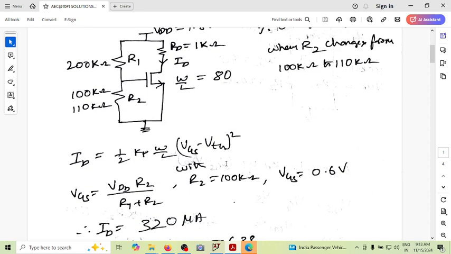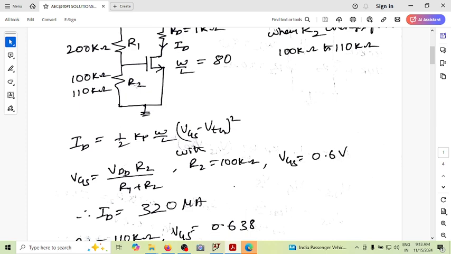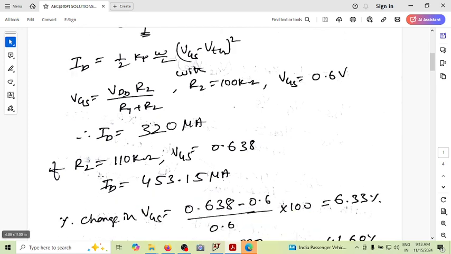Upon substituting these values of Kp and the rest, we get the value of ID as 320 microampere, which is a very easy calculation. Then what is interesting is, if we change the value of R2 from 100k to 110k, what is the change? So we are changing R2 to 110k. If R2 is 110k, the VGS becomes 638 millivolt from 600 millivolt. The corresponding ID is 453.15 microampere. So it has changed from 320 to 453 microampere.